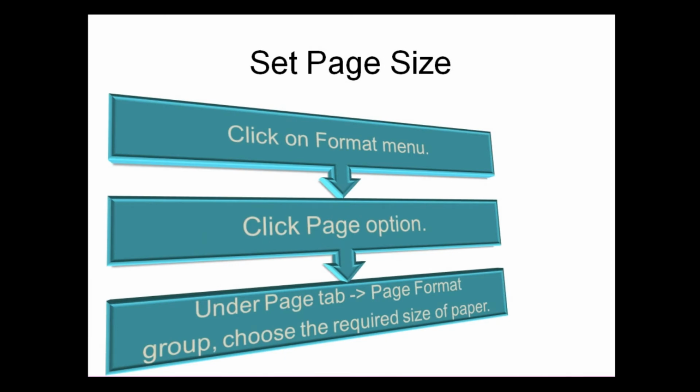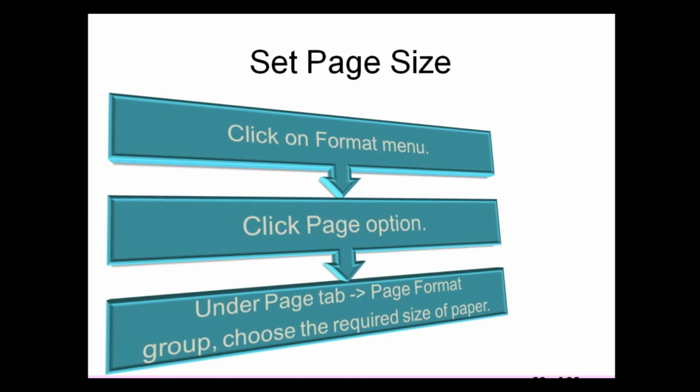Okay. So how can you set page size? First you have to click on the Format menu. Then you have to click on the Page option. After clicking on the Page option, a dialog box will appear in which you have to select the Page tab. You will get an option, Page Format group. Choose the required size of paper.